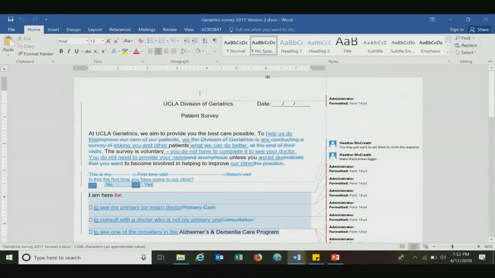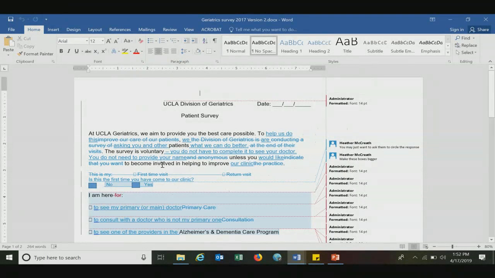Okay, so I'll show you and then we can change some of it. But so first of all, I made everything 14 point font, right? And then, to help us do this, we already say what it is we want to do. We are asking you and other patients what we can do better. So it's really getting their buy-in to what you're doing and not as impersonal a piece.